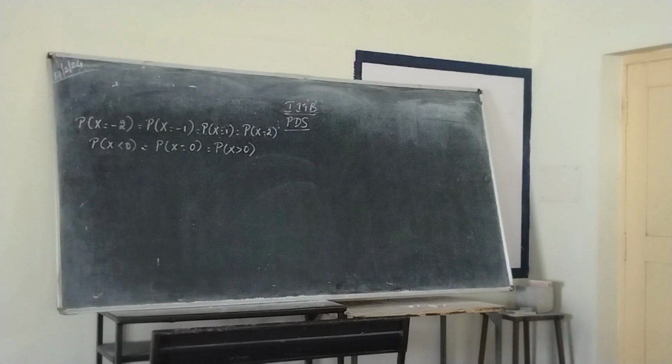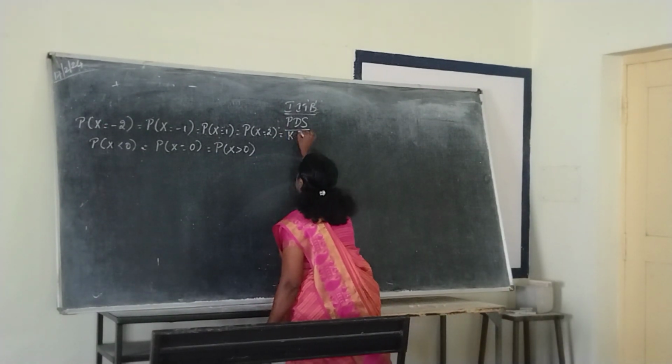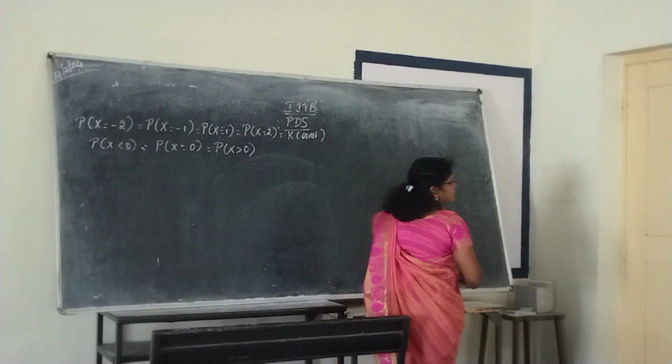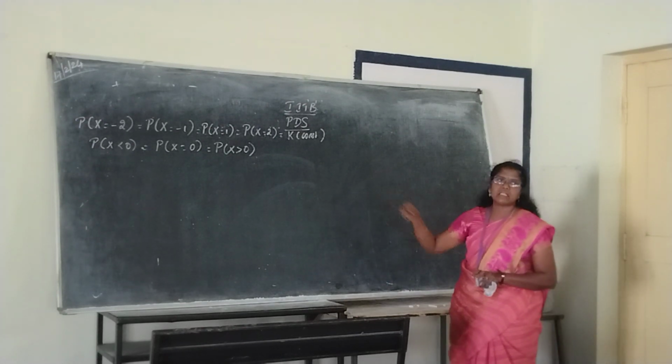Let us write the first condition. Probability of X equal to -2 equal to probability of X equal to -1 equal to probability of X equal to 1 equal to probability of X equal to 2 equal to k. We are going to assume that to be some unknown constant k because all are numerical values, probabilities. Now try to connect the second condition.